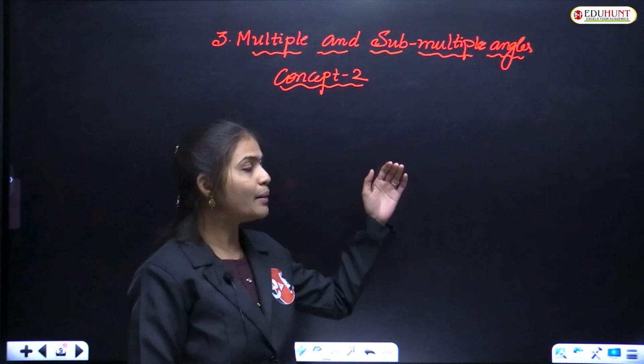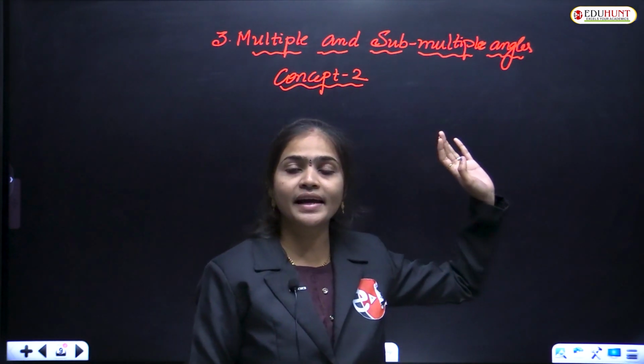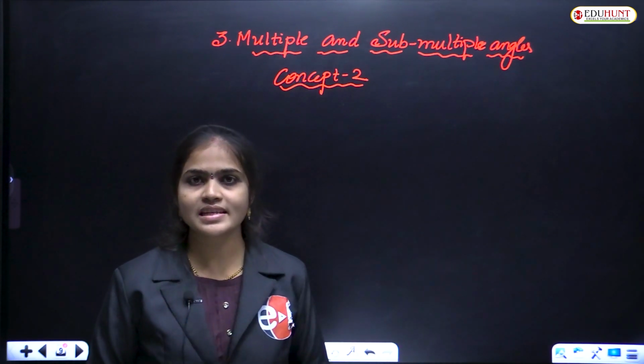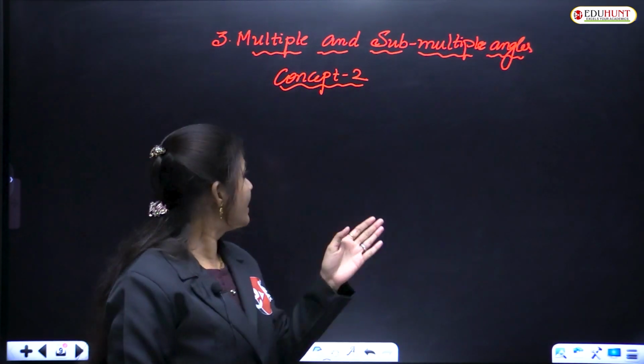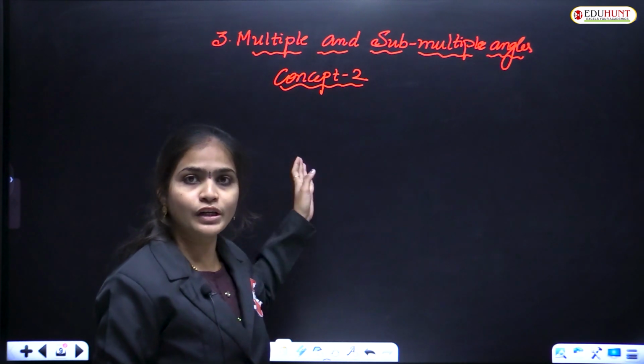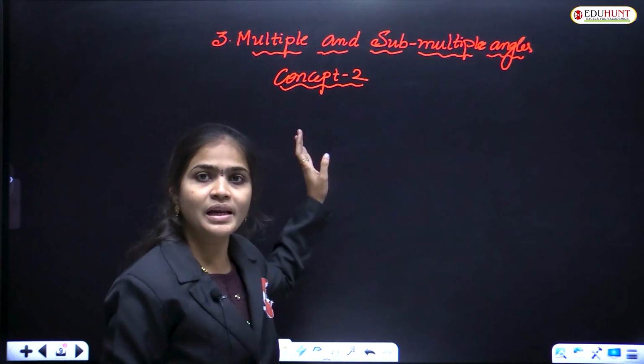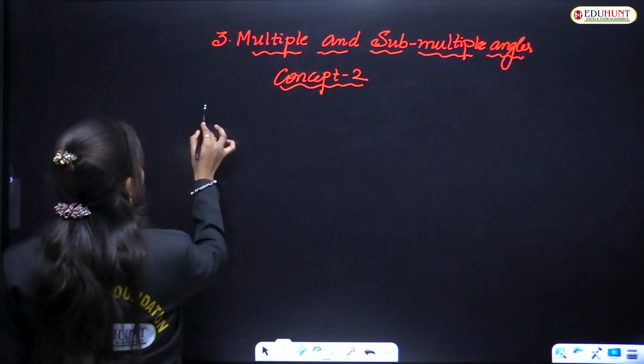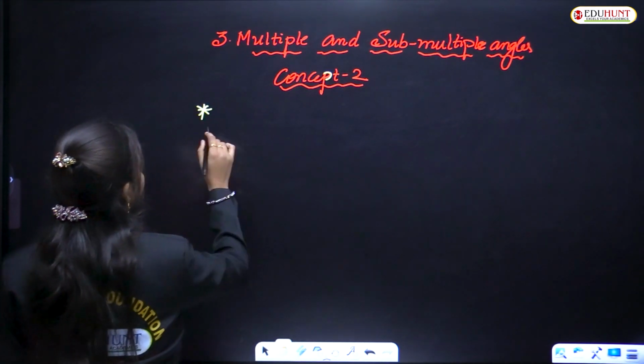Why? Because A by 3 is a submultiple angle of 3A. Understand? Here A by 2 is the submultiple angle of 2A, and A by 3 is the submultiple angle of 3A. So that's the concept we have to discuss now.